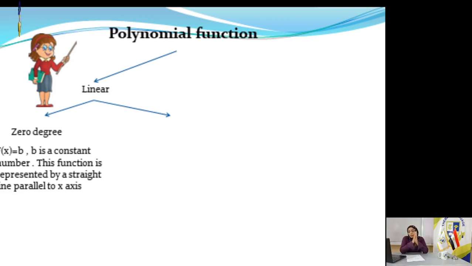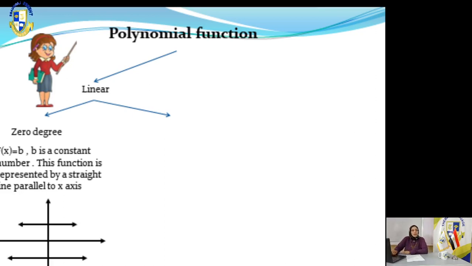The 0 degree is represented by f of x equal b. b is a constant number. This function is represented by a straight line which is parallel to the x-axis, as we see in our figure. Then we will move to the linear function with the first degree.